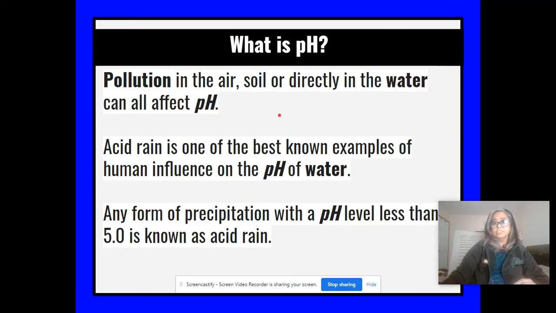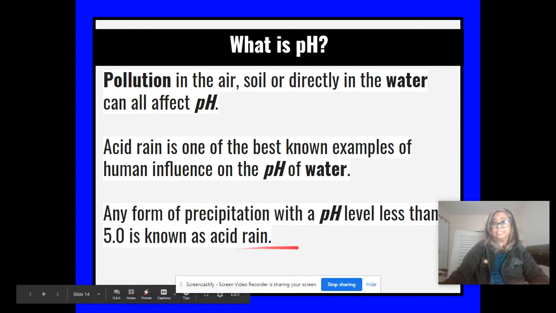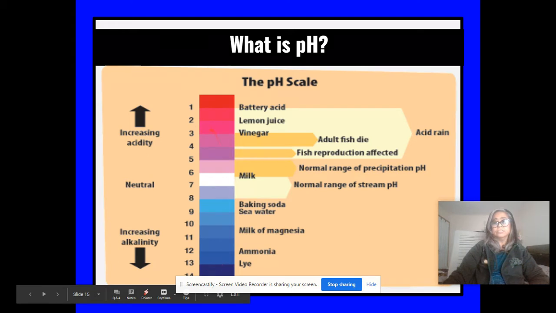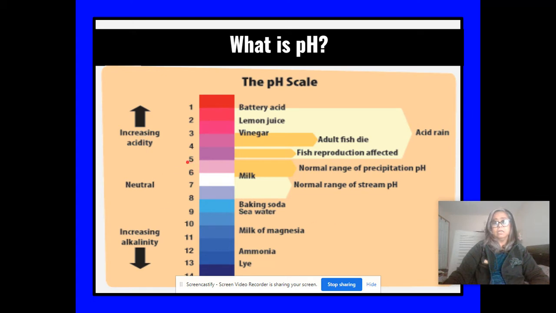Now, pollution in the air, soil, or directly in the water can all affect pH. And acid rain is one of the best known examples of human influence on the pH of water. And any form of precipitation with a pH lower than 5 is known as acid rain. Now, you will note that in this diagram, the pH scale ranges of values are all colored. So many of our substances, even at home, you can get the pH values of them. Like, take a good look at milk here. It borders from 6 to 8 even, right? And anything below 7, again, would be acidic. Anything greater than 7 would be more alkaline.